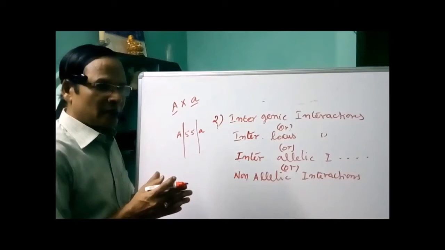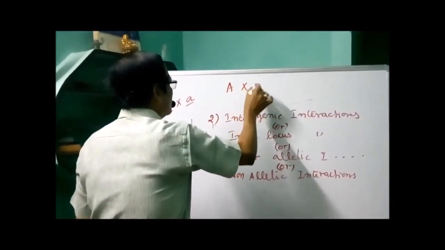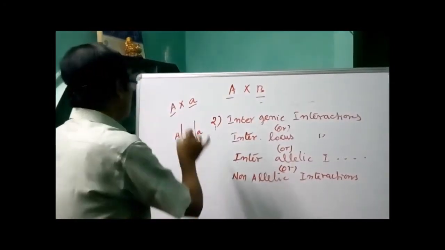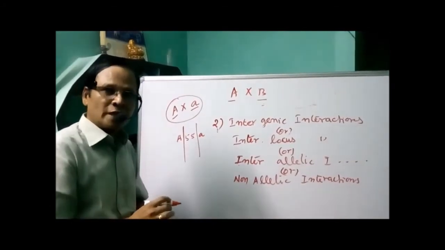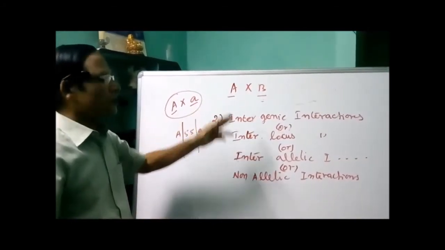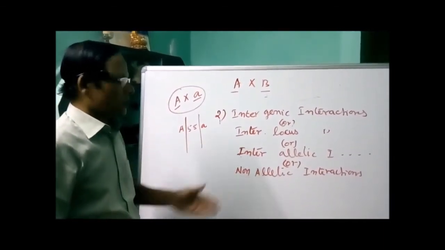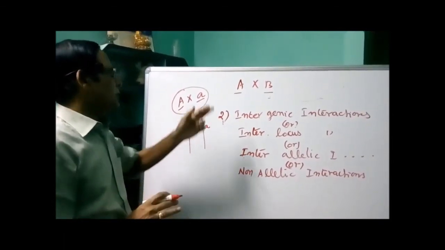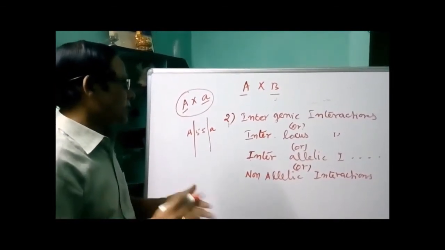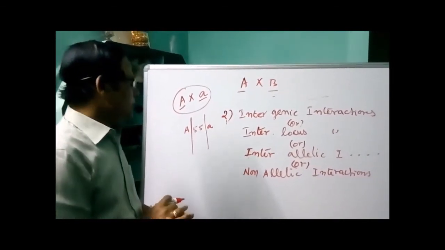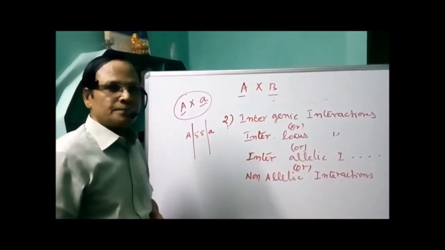Here the interactions occur between two different genes, for example A and B. These two are non-allelic genes. Capital A and small a are allelic genes, alternative forms of the same gene. But capital A and capital B are non-allelic genes located in different loci. That's why it's called interlocus, between different loci. So that's about the two types of interactions according to Bateson.